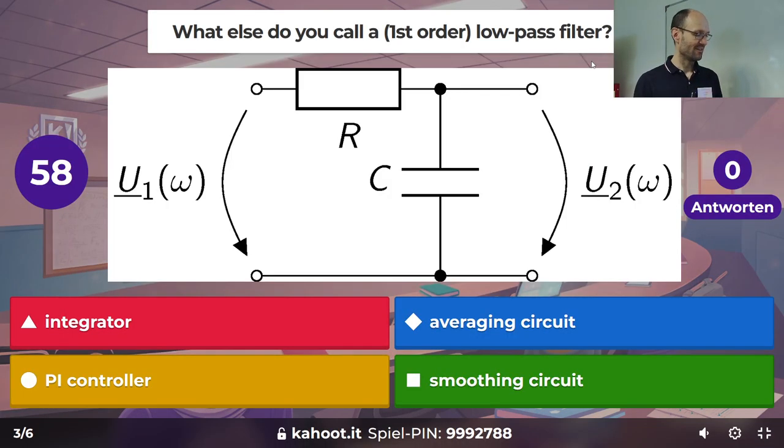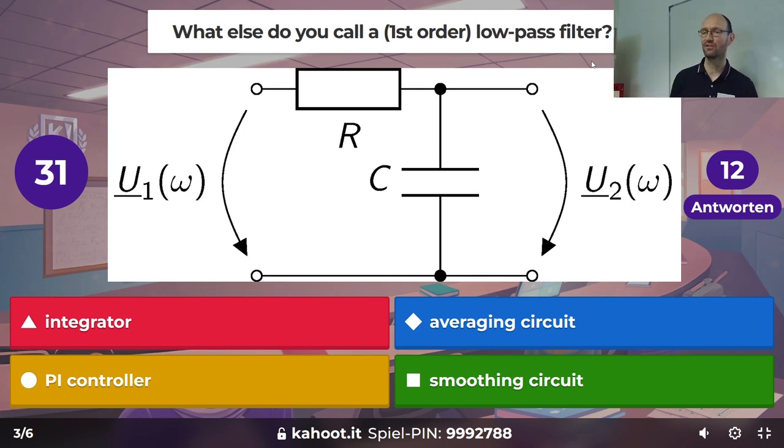And so the next question is, what else could you call a first order low pass filter? The note just said that more than one answer could be right. So can you also call a first order low pass filter an integrator? Is it an averaging circuit? Is it a PI, a proportional integral controller, or is it also a smoothing circuit?